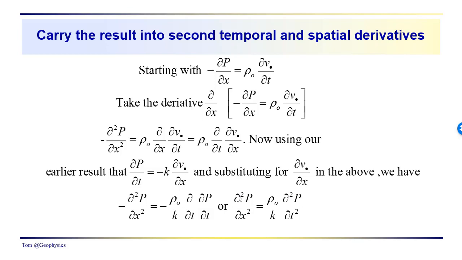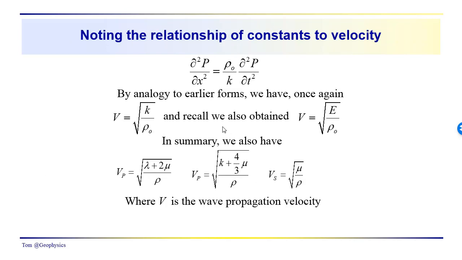So in the end, we come up with another wave equation. The second spatial derivative of the pressure is equal to the ambient undeformed density of the medium over the bulk modulus times the second temporal derivative of the pressure changes.